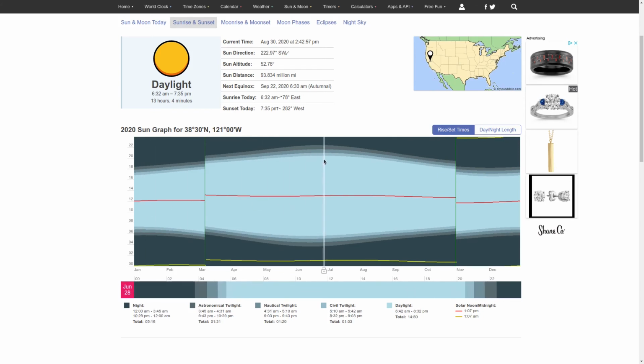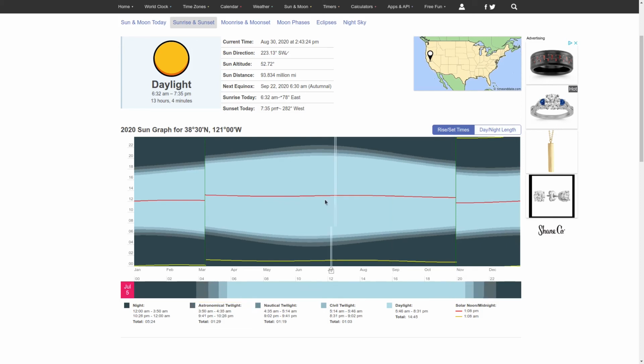You can see in the summertime, the lightest blue is daylight. The darkest blue is nighttime. And then in between, there are 3 types of twilight: civil twilight, nautical twilight, and astronomical twilight. Civil twilight, the sun has just set. It's still light enough that legally you don't need to use headlights. Nautical twilight, it's getting darker. And finally, astronomical twilight, it's not completely dark, but you can see stars.